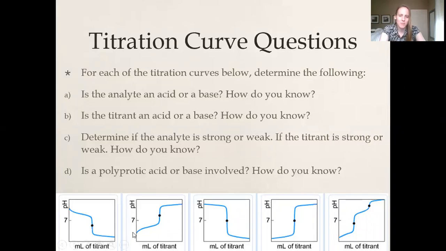For the second graph here, my analyte is an acid, my titrant is a base, and because the pH is above 7, I know that my base is strong and my acid is weak. In the next example, the middle one here, I have an analyte that's a base, a titrant that's an acid, and they are both strong. In the next one, my acid is the analyte and my base is the titrant, but they are still both strong. And then in the last one, it's polyprotic.